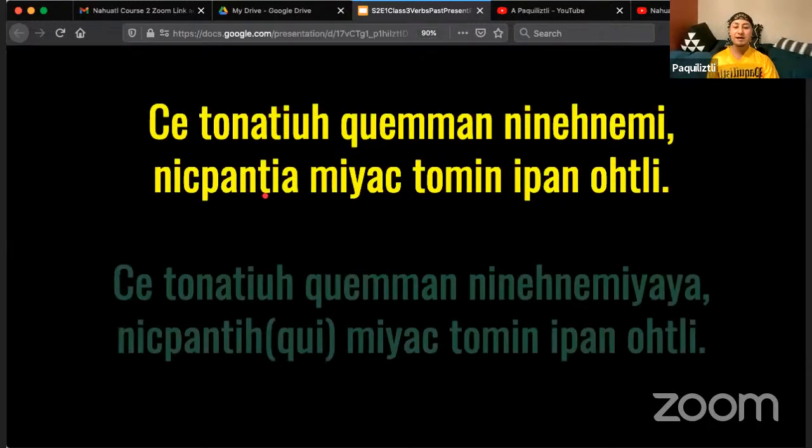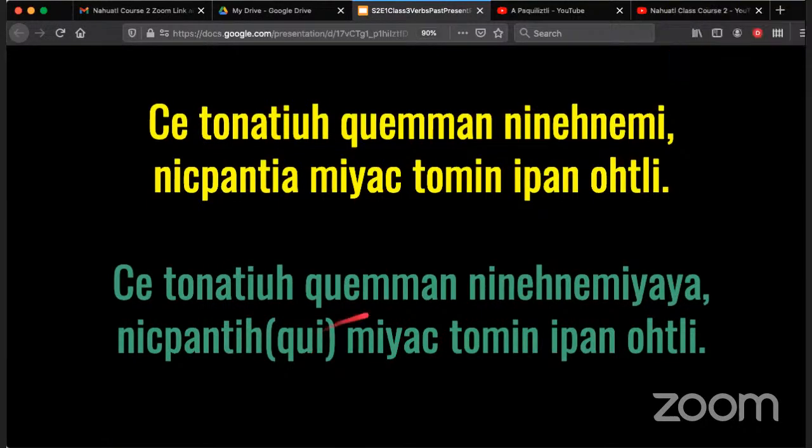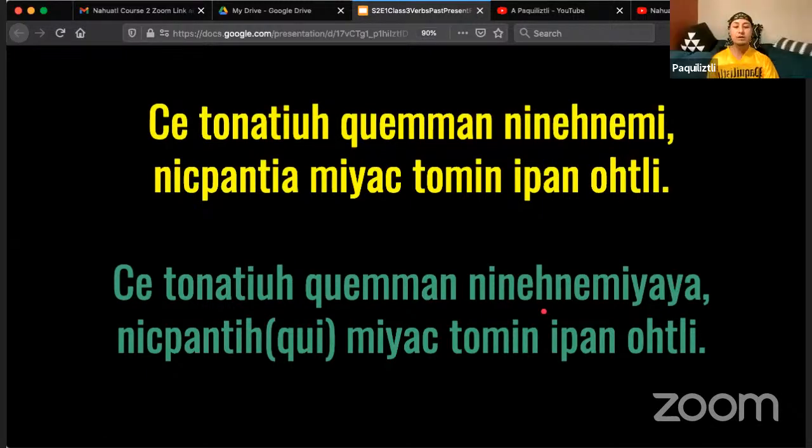Nikpantihki. So you could say nikpanti with the emphasis on the A, nikpanti, like that, or nikpantihki. Either one is fine. So setonati keman ninehnemiyaya. This one, ninehnemiyaya, is one of the past tenses that means like was walking. So setonati keman ninehnemiyaya. One day when I was walking, nikpantihki, I happened to find miaktomini panotli, a lot of money on the road.